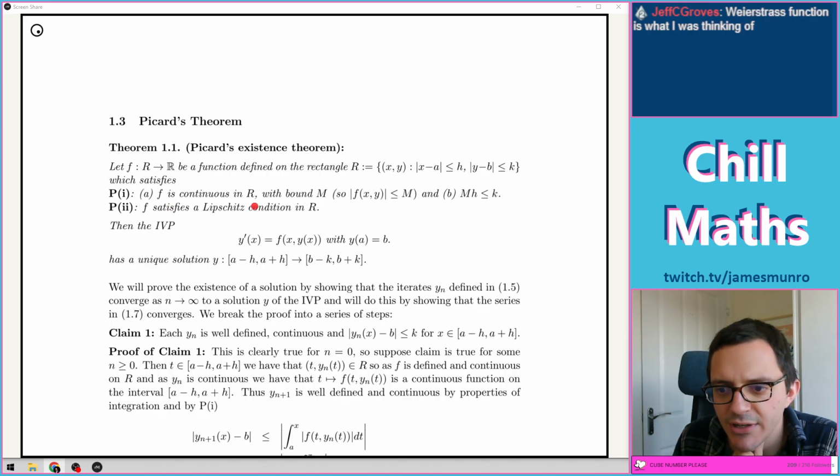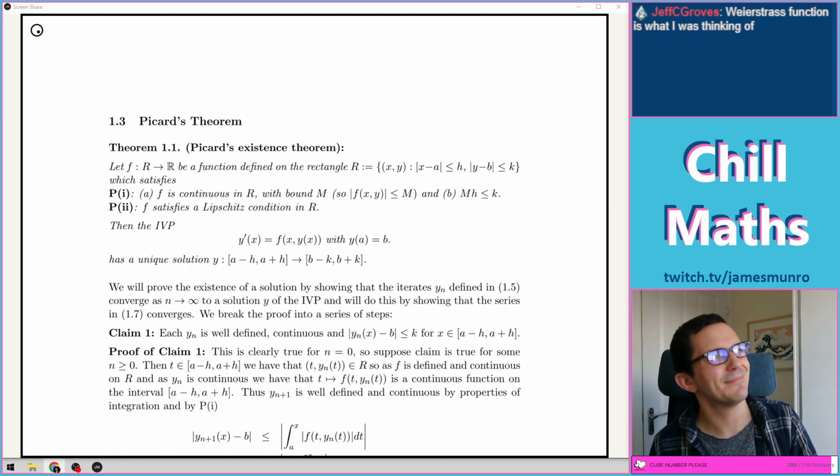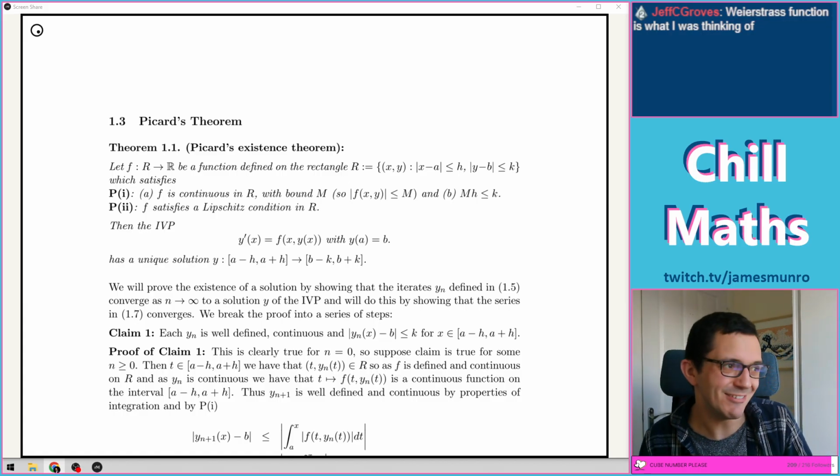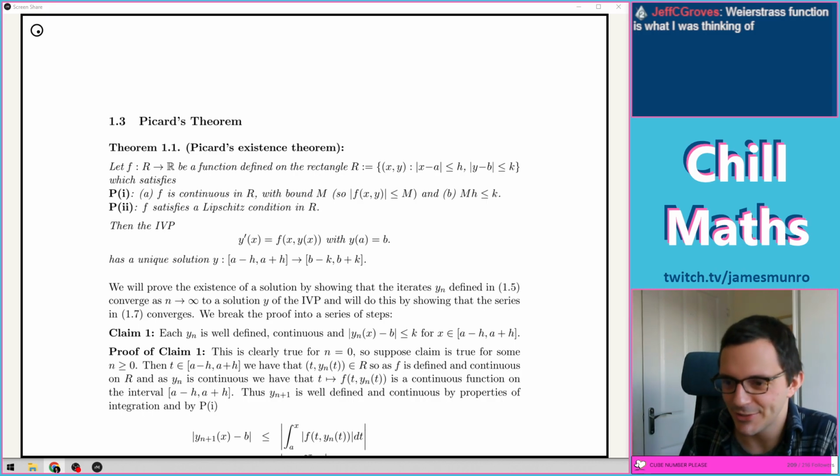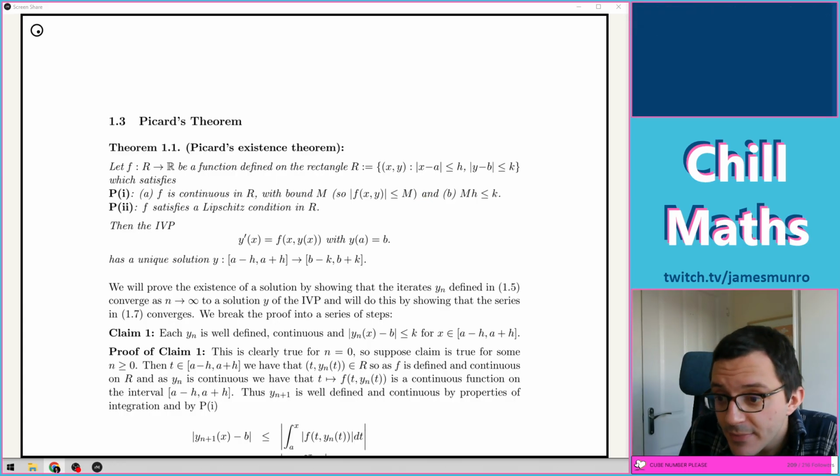F is continuous in R with bound M. So continuous functions on a closed interval are bounded. So here, give that bound a name. They want the absolute value of F to be bounded. Fine, okay. I guess continuous functions on a closed interval are bounded above and below. Take the larger magnitude of those. Fine, okay. I believe that this M exists because I know some facts about continuous functions.